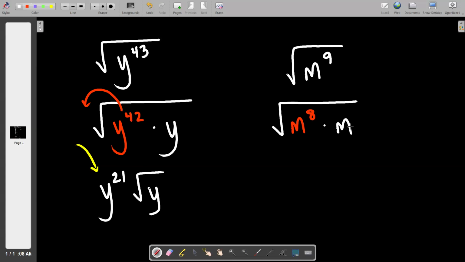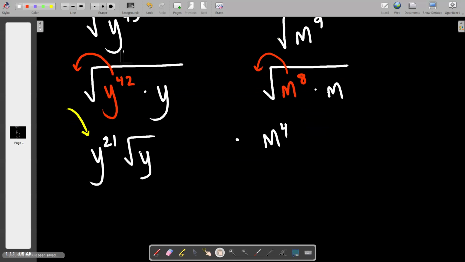I get as close as I can to that odd number from the bottom side. I can't go above it, obviously, because I can't take something that's not there. But I can take 8 out of 9, leaving 1. And what's the square root of m to the 8th? Good. Are we feeling like yes?